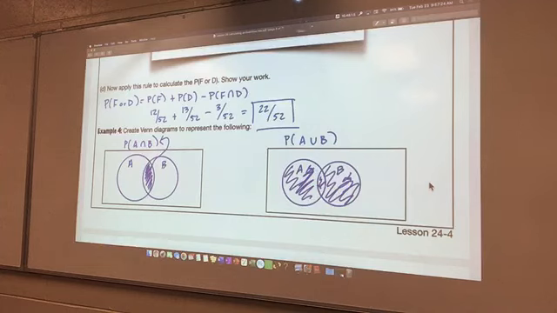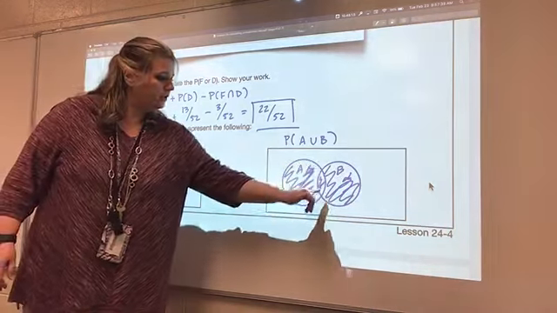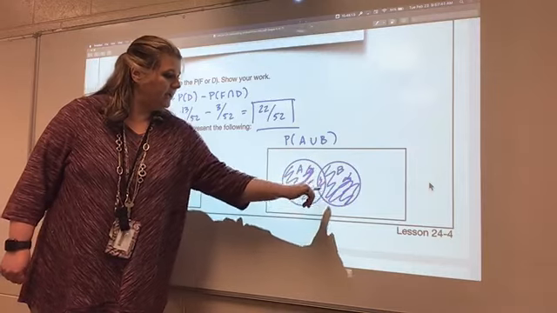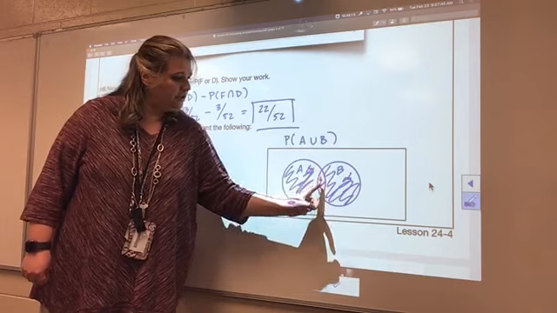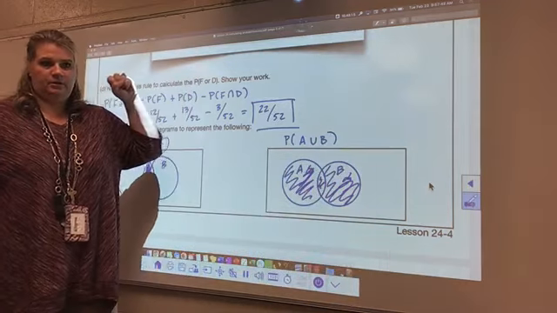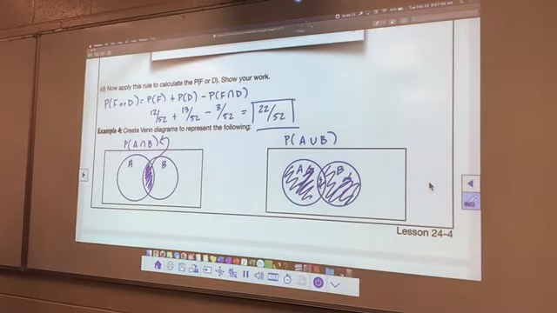So does it make sense that when we are on the union piece of what's happening, this whole circle is representing event A. This whole circle is representing event B. So this is where it's overlapping. That's why we take that out, because it's counting it twice. So that's why we subtract the intersection piece when we're doing OR.